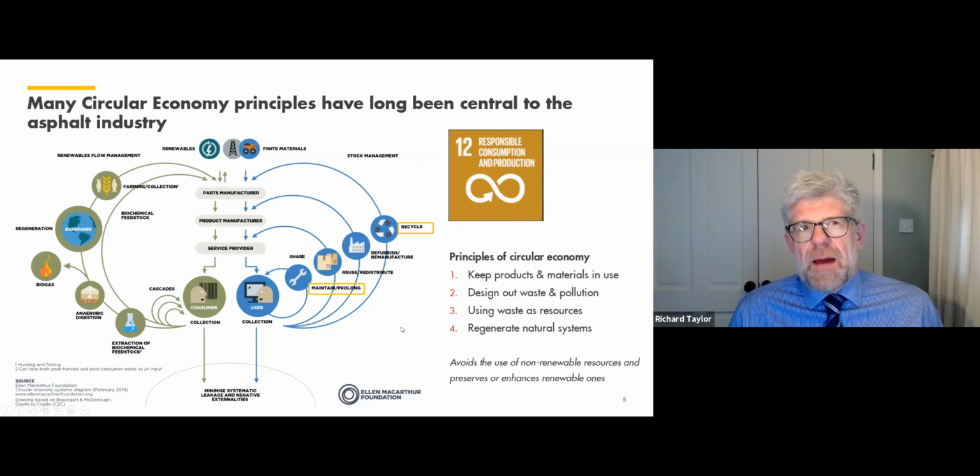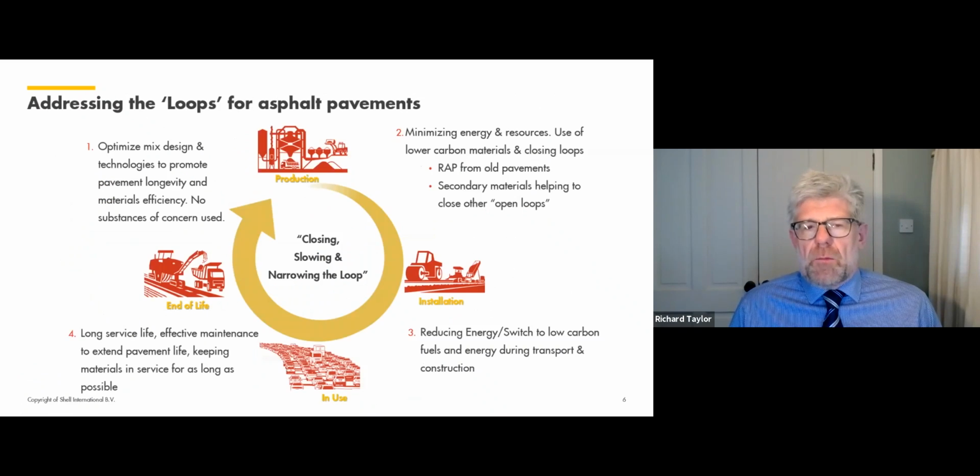And so if we think about asphalt, then the principles actually fit quite well. We know that asphalt has a very long and proud history of recycling, but if we look at the asphalt cycle, as is on the screen here, we can see that there is already some focus on either closing, slowing, or narrowing the loops. And so just starting off, and we could start anywhere, but starting off here with this first point here, when it comes to the design of the materials, are we designing the materials to optimize and promote longevity, the efficiency of those materials?